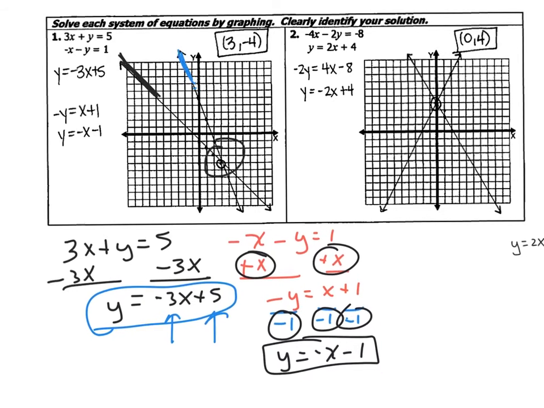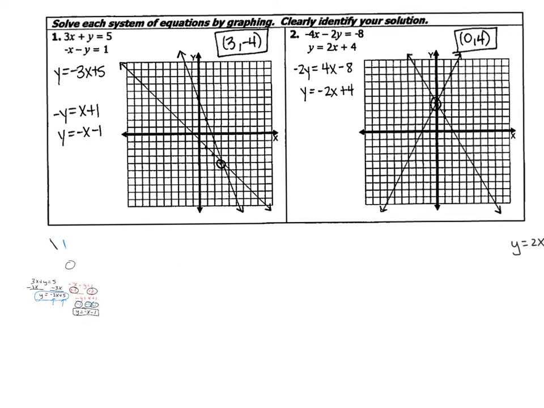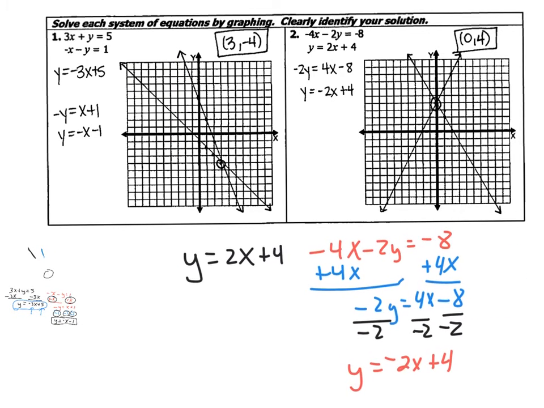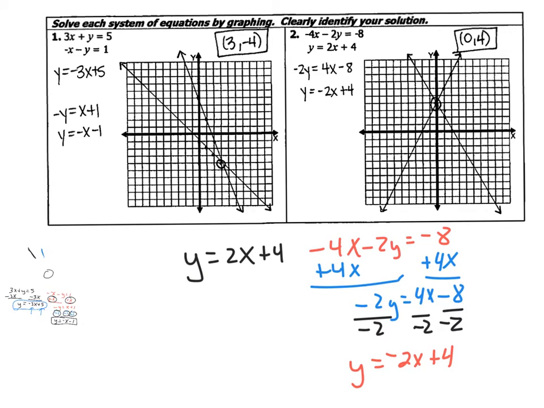Alright, so now what we're going to do is move that off to the side. We're going to bring in this one. Now, on problem number 2, you just kind of look at it. This equation's already solved. The second equation, you had to add the 4x to both sides, divide by the -2 on every term, and you get a negative slope with a y-intercept of 4, and your intersection is at 0, 4.